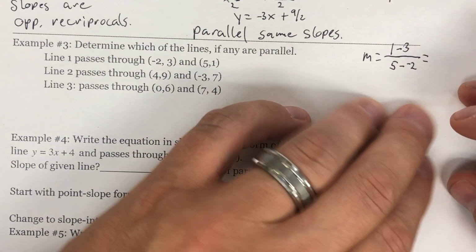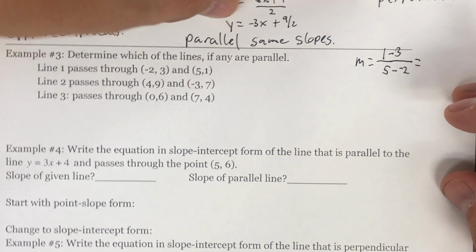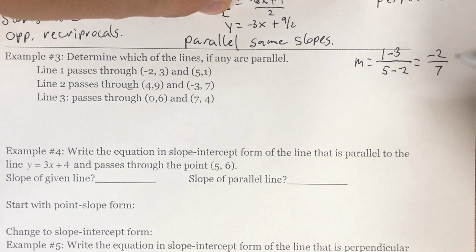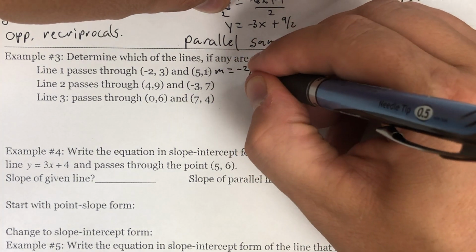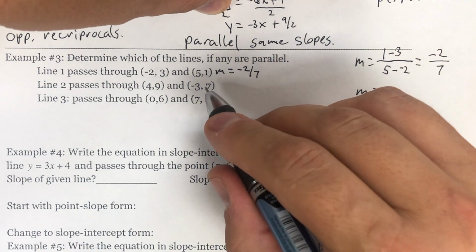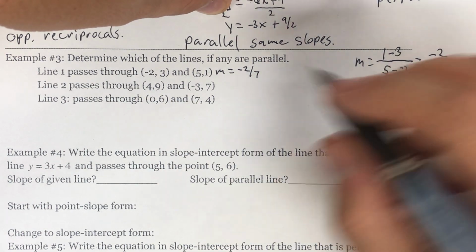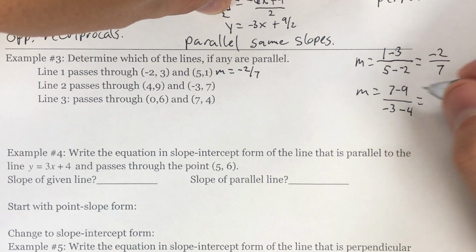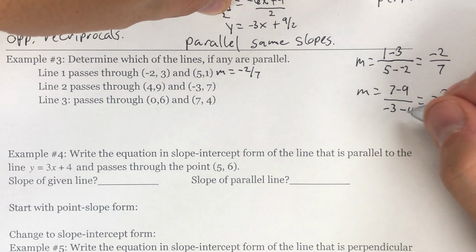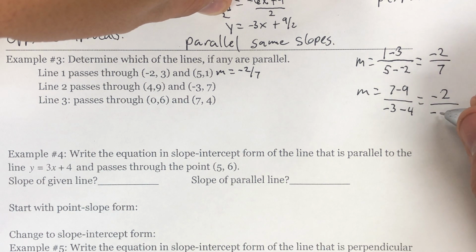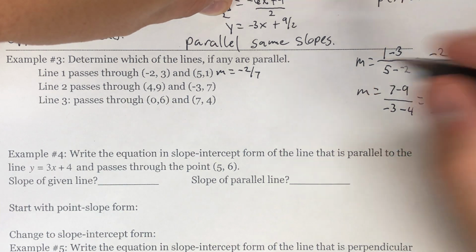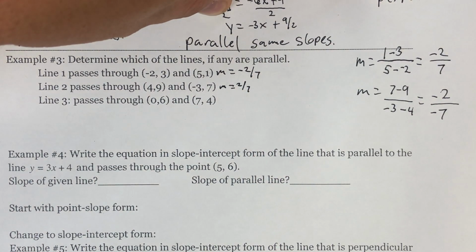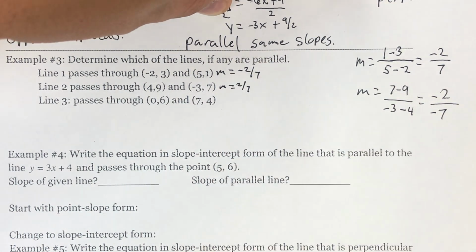All right, 1 minus 3 is -2. Minus a negative, change to a positive, -2 over 7. So m is equal to -2 over 7. Next line, m equals 7 minus 9 over -3 minus 4. All right, 7 minus 9 is -2. -3 minus 4 is -7. -2 over -7 changes to positive 2/7, so m is equal to 2 over 7. Those are not parallel. One's negative, one's positive.